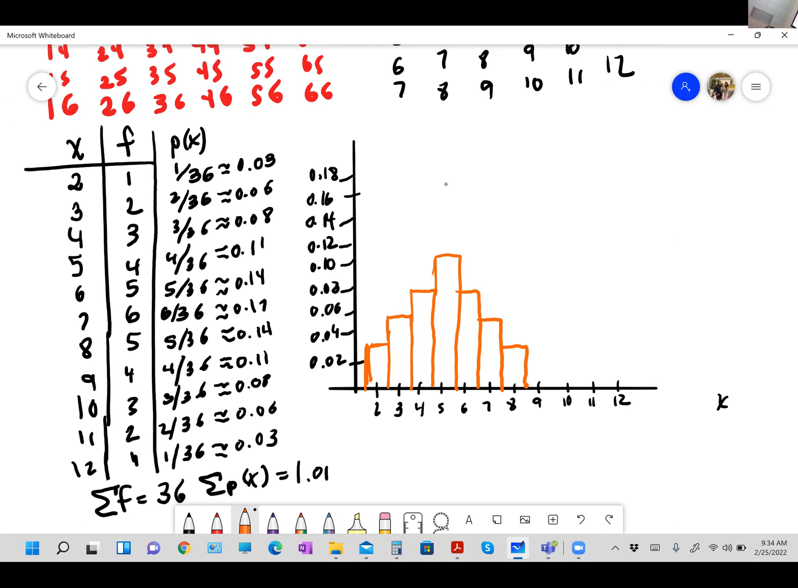Empirical. There you go. It's a normal distribution, bell shape. Okay, so are all bell-shaped distributions normal? No. However, all normals must be bell-shaped.